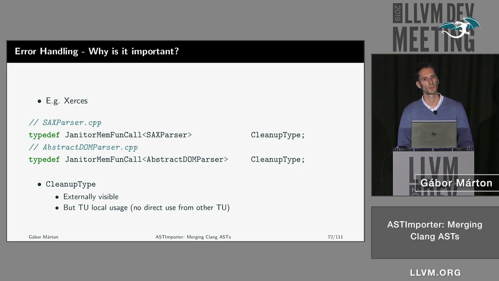Actually, this is a one definition rule violation, but this cleanup type is externally visible from these translation units, but they are used only locally inside that translation unit. There's no direct use of that symbol from any other translation units. So when you link these translation units together, the linker will not complain. Everything is fine. But at the level of the AST importer, we actually do something similar to the linker because we merge things together. But I think that's the last common thing. So given the granularity and the complexity of what we do by merging ASTs, it's inevitable there will be some kind of subtle inconsistencies like the one I show you here with the cleanup type.